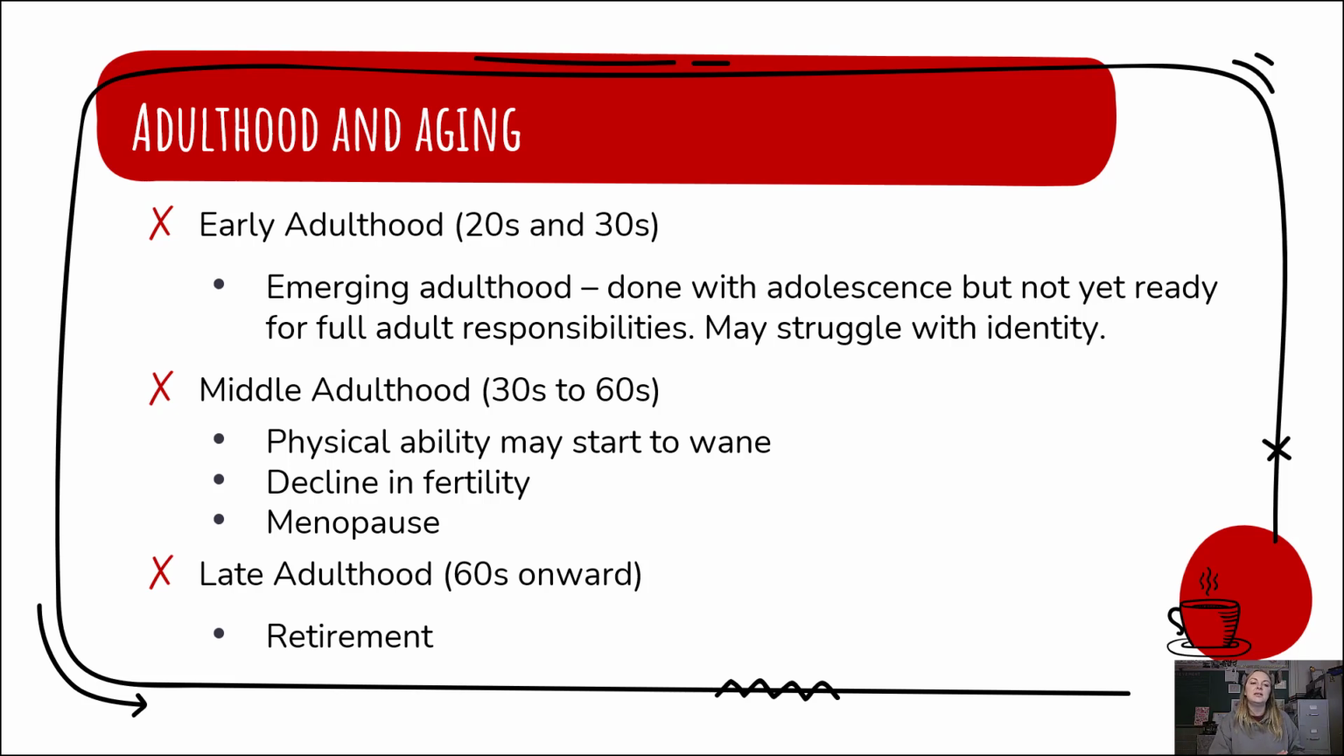The next stage is middle adulthood, and this is from your 30s to your 60s. Physical ability is starting to decline at this point. So you reach your peak in your 20s, and then by your 30s, everything is starting to go downhill physically. Fertility is also declining. And then toward the end of middle adulthood, women are going to experience menopause, which is the point in their life when they can no longer reproduce. Finally, late adulthood is going to be 60s and onward. And this is going to be the point in the person's life when, again, their physical ability is still starting to decline and the person is experiencing things like retirement.